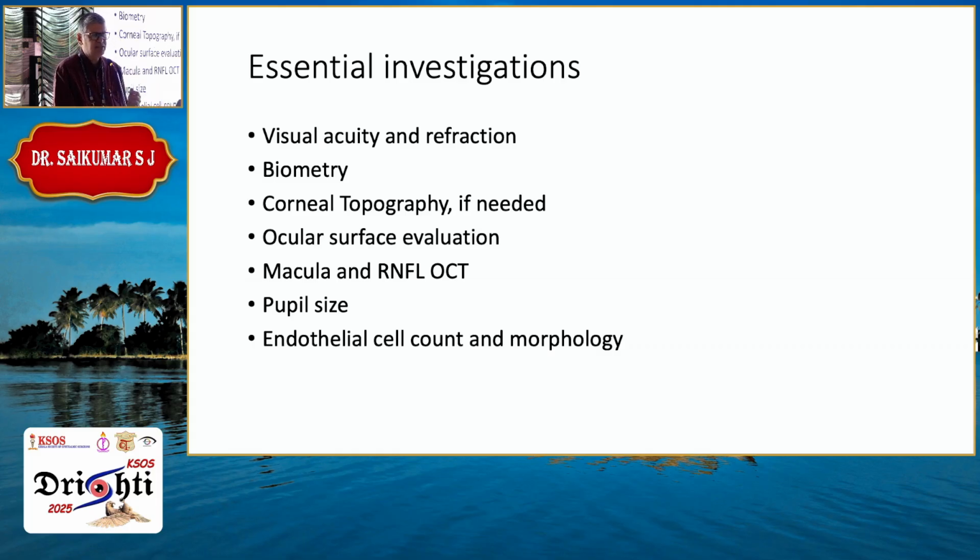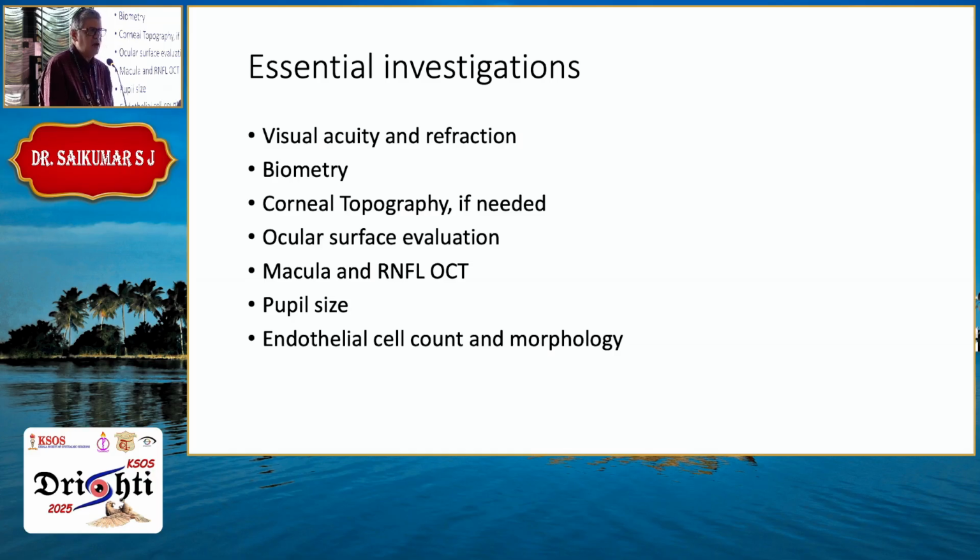Pupil size, just a few seconds I would like to dwell on pupil size. If you have large pupils, they may have significantly more glare and things like that. Small pupils are supposed to be a problem for near vision in trifocal lenses. But in Indian eyes, generally we have smaller pupils. The miosis actually compensates to a certain extent for the loss in trifocality. So I feel small pupil is not a very great problem.